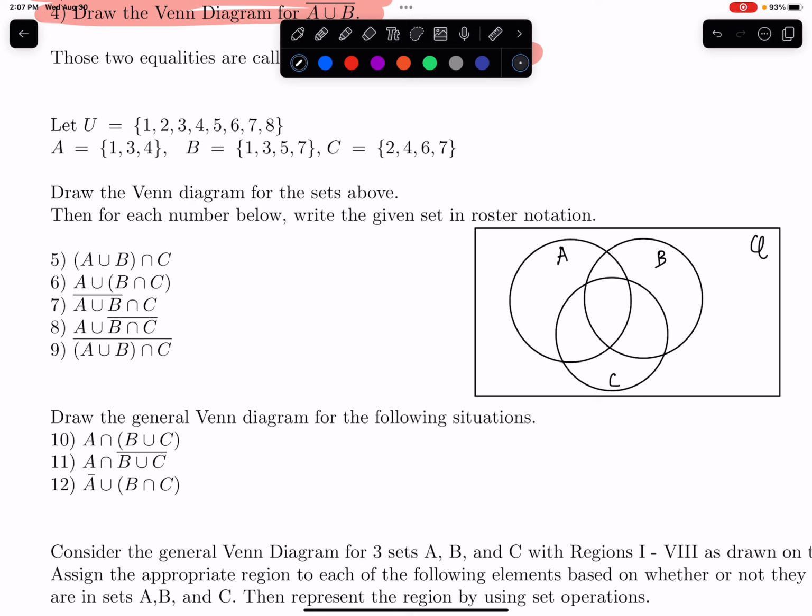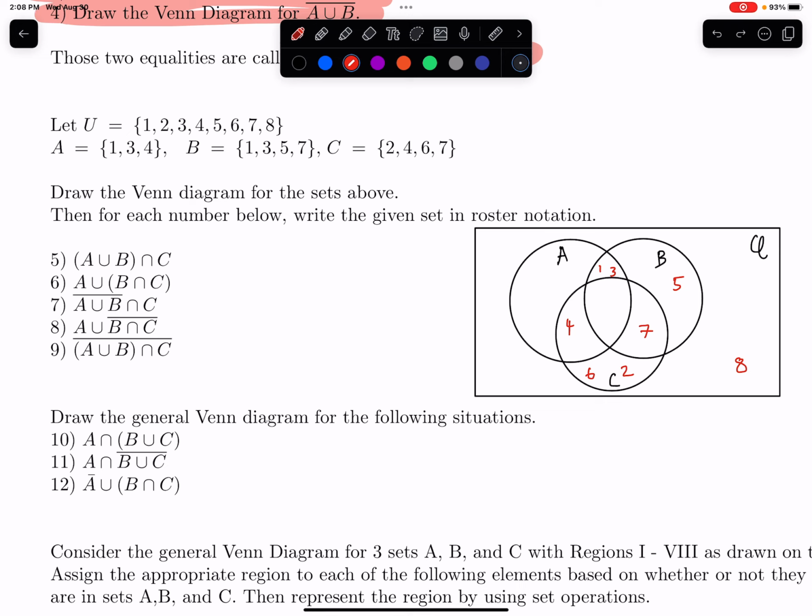All right, let's go through the numbers. Number 1. 1 is in A and it's in B, so it goes right there. 2 is in C and only C. 3 is inside of A and B again, goes right there. 4 is inside of A and C this time. 5 is inside of B, and that's it. 6 inside of C and only C. 7 is inside of B and C. And 8 is out in none of the circles. There's nothing in the intersection in the middle.